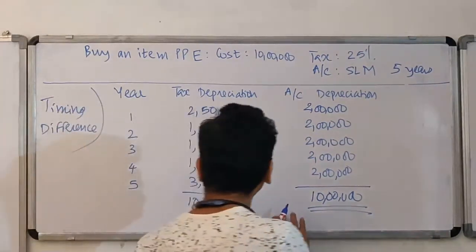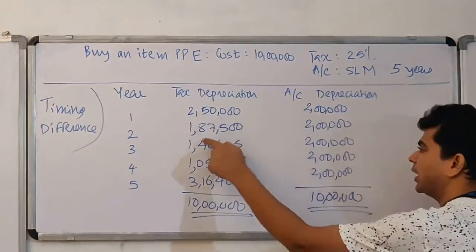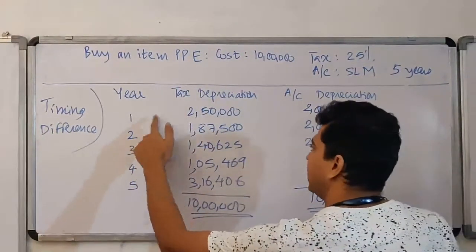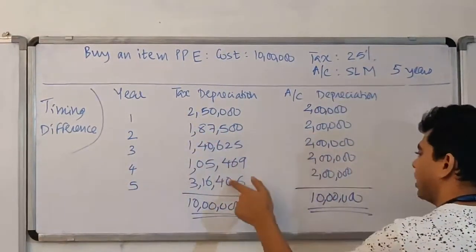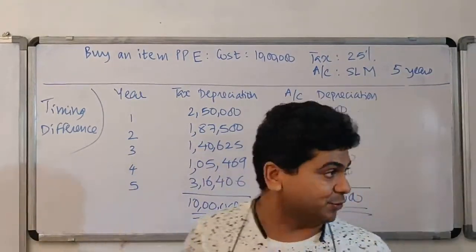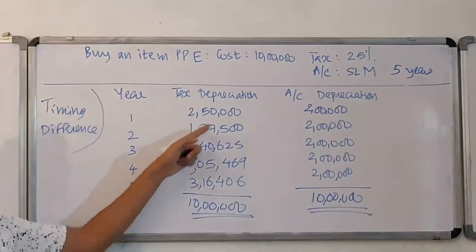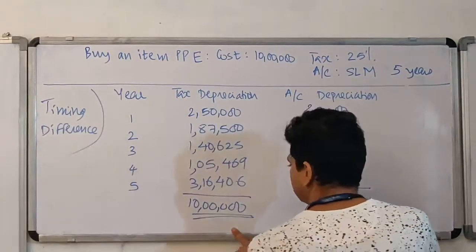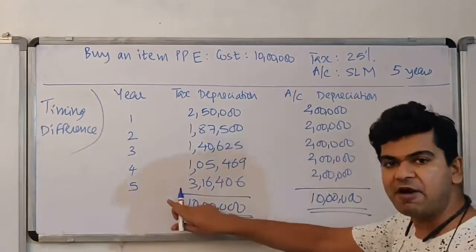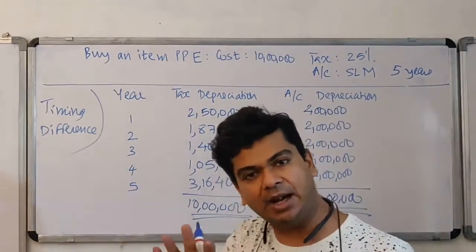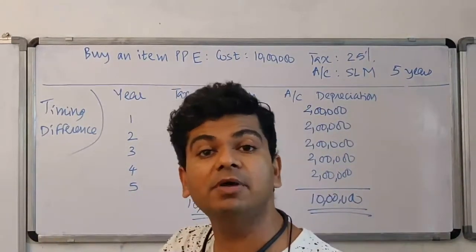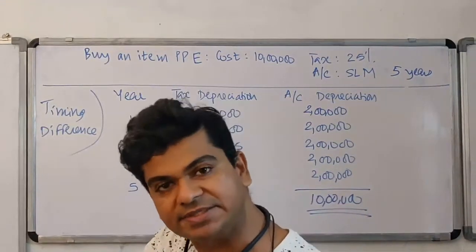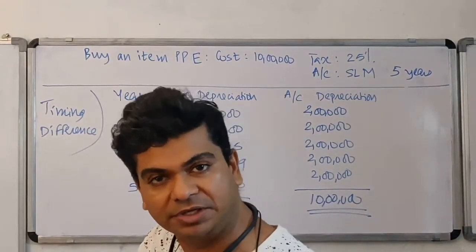Why timing difference? Because if you compare year by year, there is a difference in the amount of depreciation. There is not a single year where the depreciation matches. But if you look at the total depreciation over a period of 5 years, I will charge 10 lakhs in accounts and I will claim 10 lakhs in tax. And that is the reason we say this is simply a timing difference.